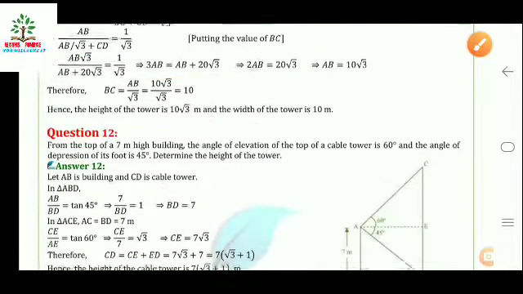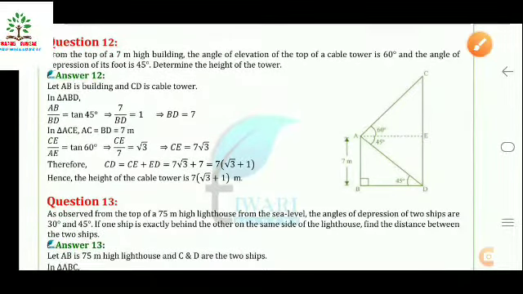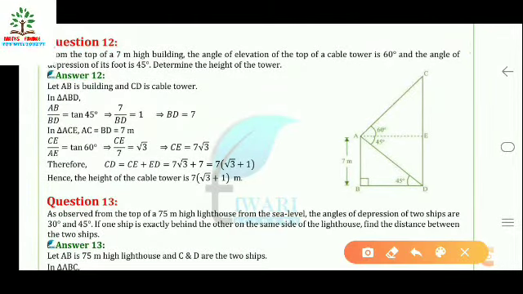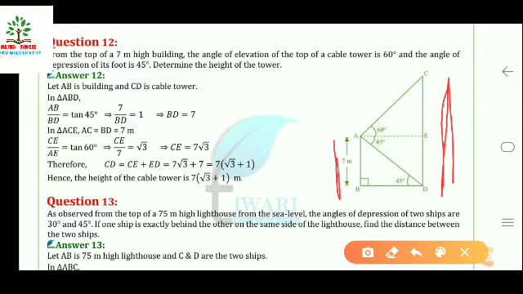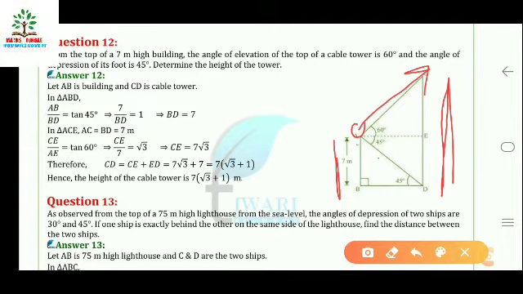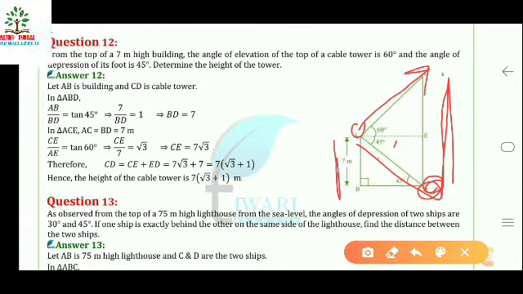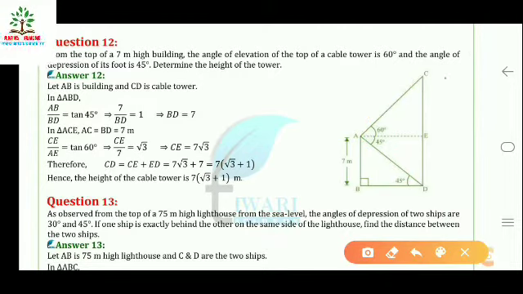Next question. In question number 12, it is given that we have a building with a height of 7 meters, and there is a cable tower, CD. From the top of the building, point A, the angle of elevation to the top of the tower is 60 degrees, and the angle of depression to the foot of the tower is 45 degrees. We have to find the height of the tower, that is, the length CD.